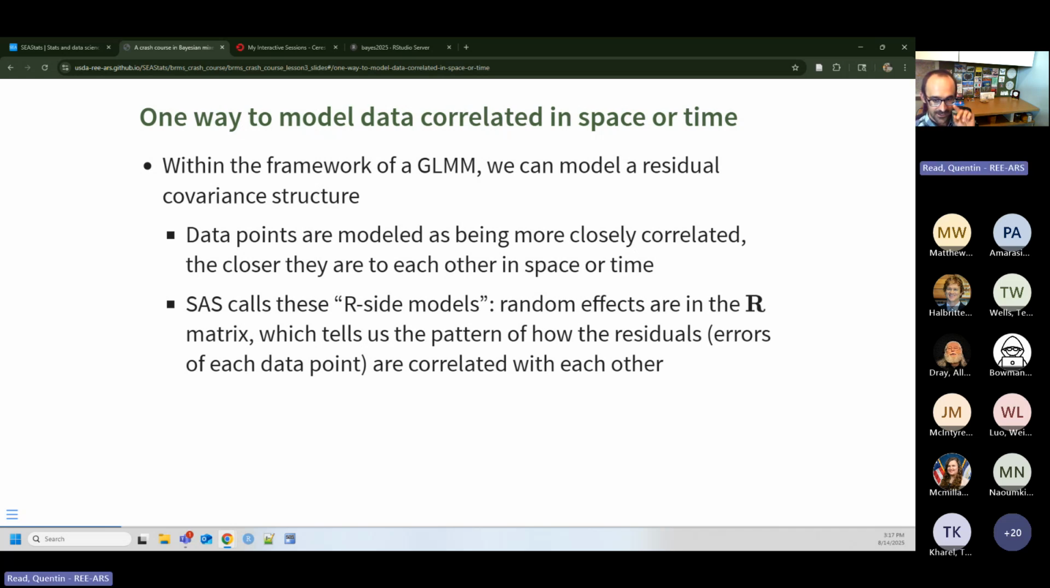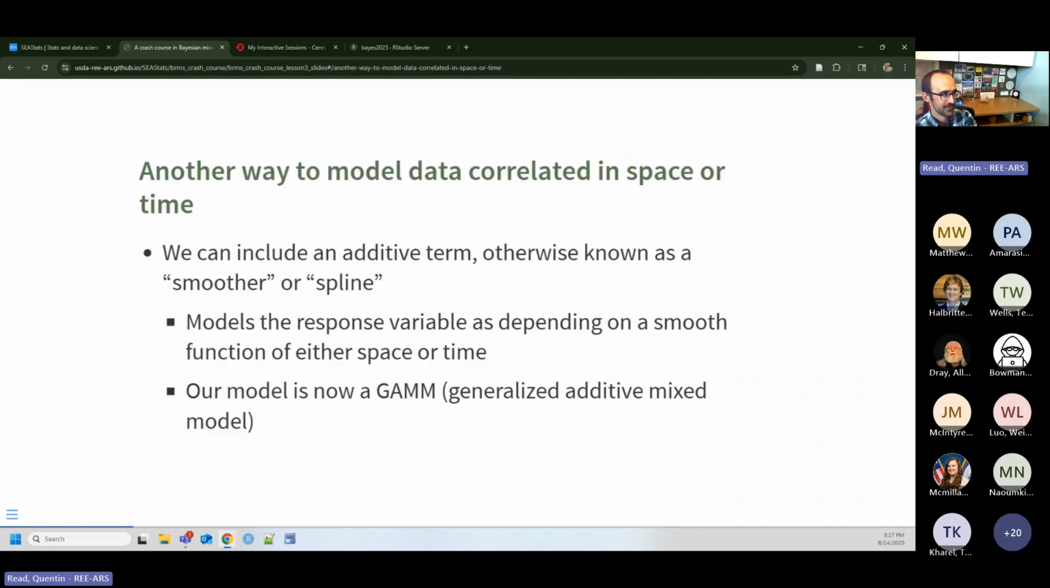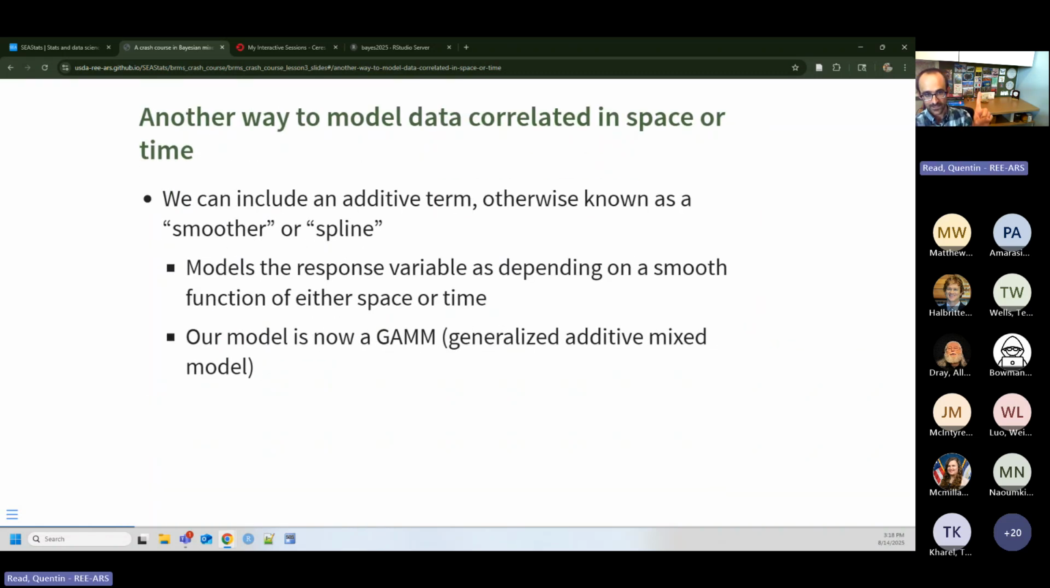If you know SAS, this is called an R-side random effect because it modifies the R matrix, which is basically the matrix that tells us the pattern of how the residuals, or the errors, on each data point are correlated with each other. But the concept is more important than whatever letter you use to describe the matrix. I always get the G and R confused in my head myself. That's one way to do it.